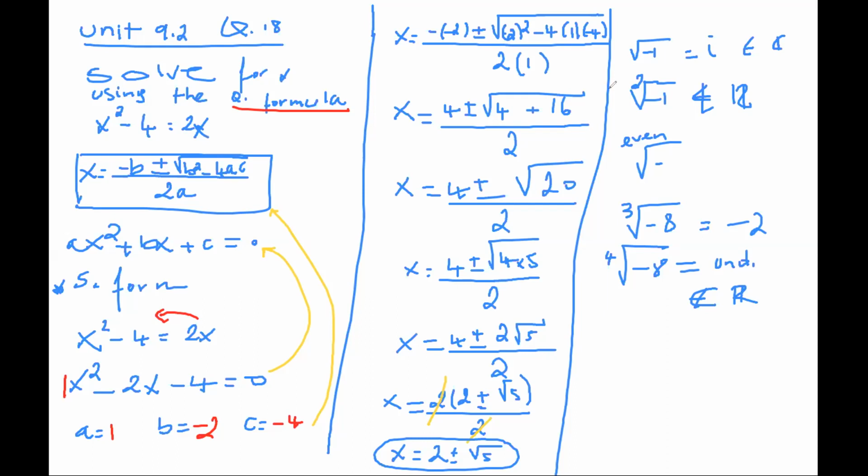For us, we're only working with real numbers in this college algebra class. So if you end up with a negative here in the quadratic formula, by default there's an invisible 2 here. So if you end up with a negative, you say no solution because it's undefined.